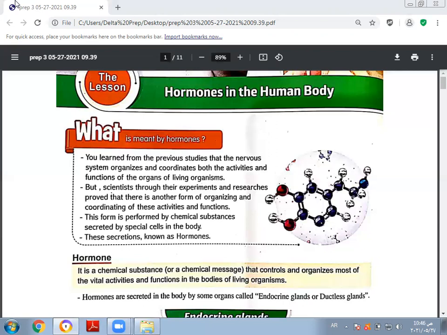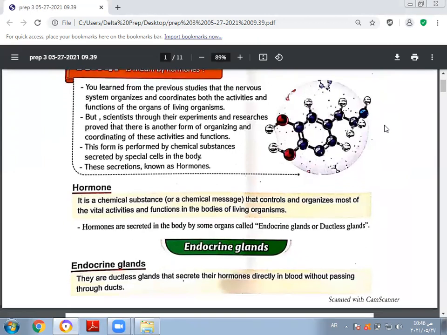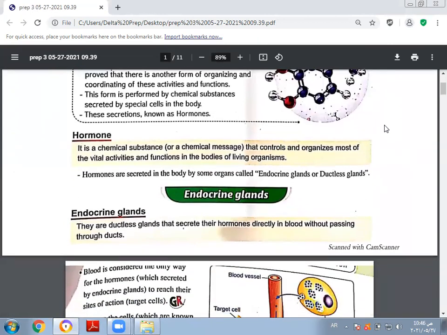So, what is meant by hormone? A hormone is a chemical substance or a chemical message that controls and organizes most of the vital activities and functions in the bodies of living organisms. Hormones are secreted in the body by some organs called endocrine or ductless glands.